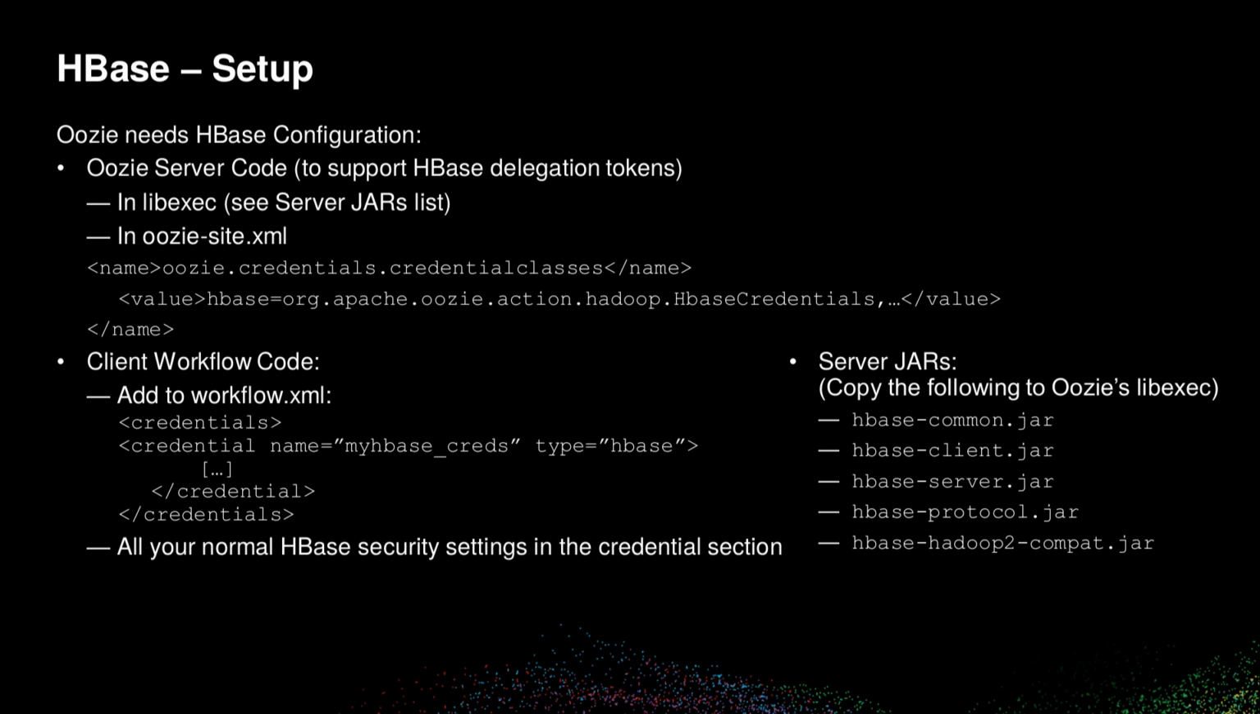And then in oozie-site.xml, you also need to make sure that you have the HBase credentials added to the classes of credentials that it can get. And once you've got that, now you've got an Oozie server that's able to talk to HBase. It's got those libraries, and it's able to understand that it needs to get you a delegation token if you're on a secure cluster. With that, then in your workflow, you need to specify that, hey, I'm going to need some HBase credentials.